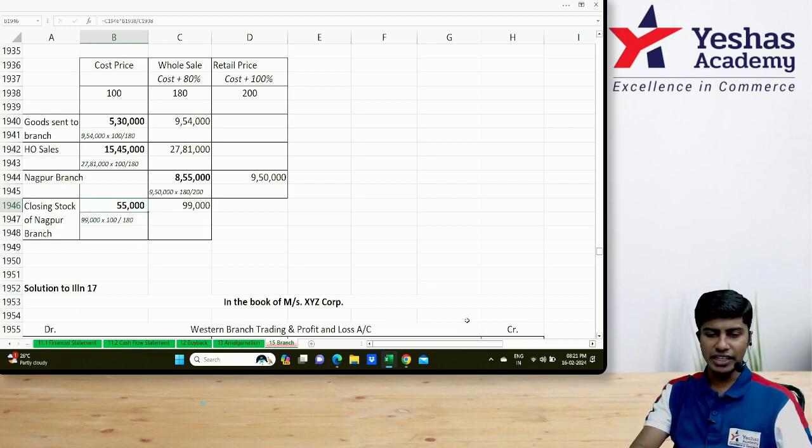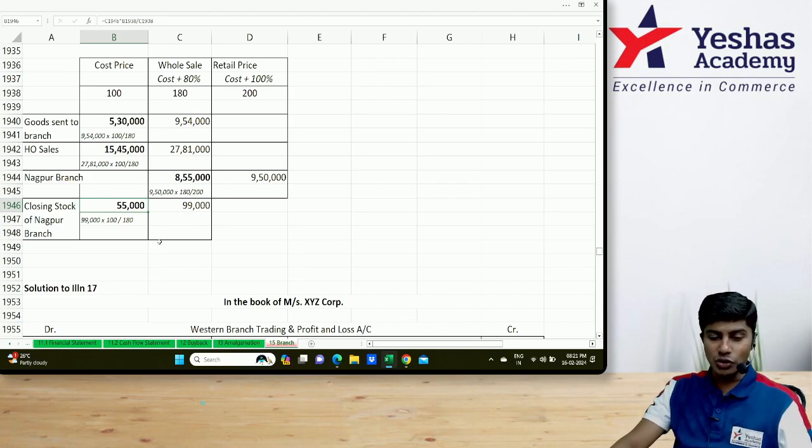55,000. 99 into 100 by 180. 55,000 is the closing stock of Nagpur branch. Am I right? What we need to know is 55,000 is the cost, 99,000 is the invoice price, so 99 minus 55, 44,000 is the loading.